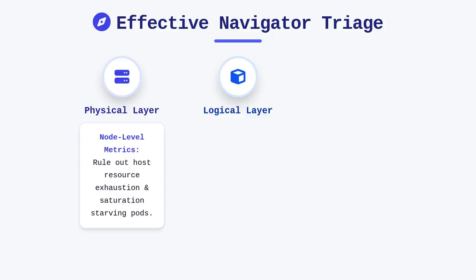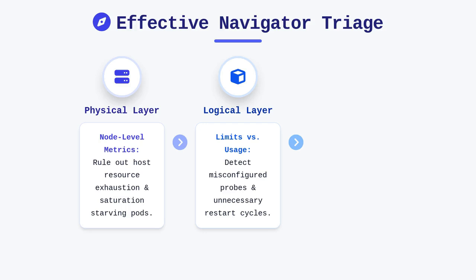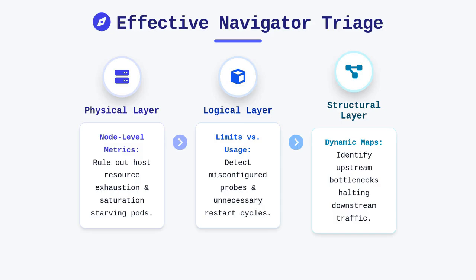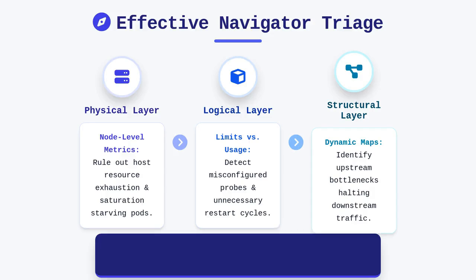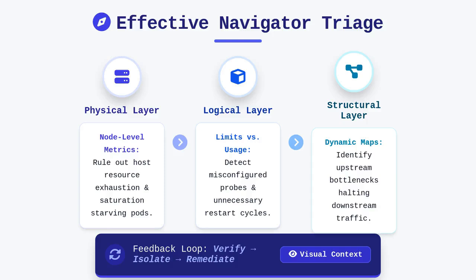Once you rule out the host, look at the container resource limits versus their usage patterns. This comparison is fundamental for identifying misconfigured liveness or readiness probes that might contribute to unnecessary restart cycles. The dynamic map interface is particularly useful for discovering structural dependencies where a bottleneck in a single upstream container halts traffic flowing to downstream microservices. Effectively using these indicators creates a feedback loop where you verify, isolate, and remediate systemic issues within an integrated visual context.